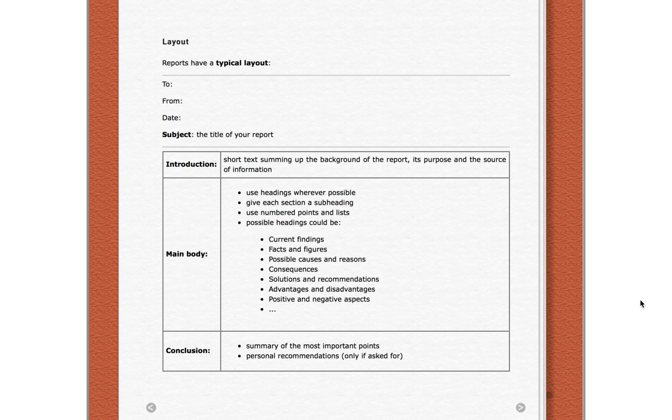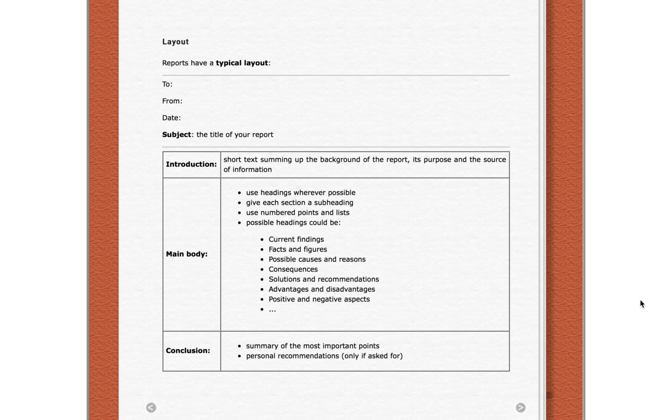The main body is usually not one part only, but can be subdivided again. You should use headings wherever possible, so divide the main body into various parts. You should give each section a subheading. You can use numbered points and lists. This is typical of reports. Possible headings could be, for example, current findings, facts and figures, possible causes and reasons, consequences, solutions and recommendations, advantages and disadvantages, just to give a few examples.